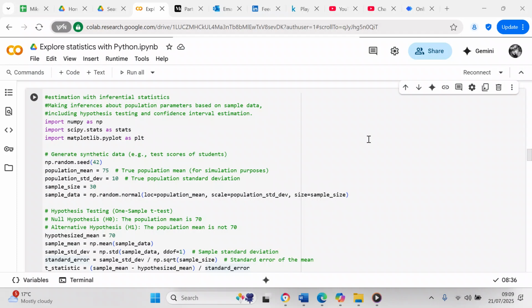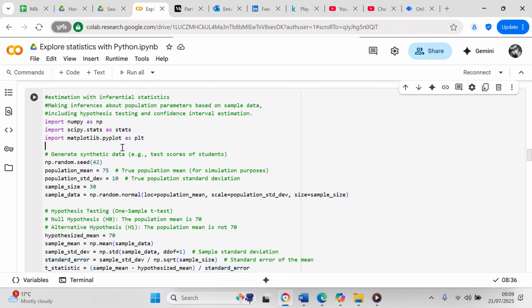So we're going to import NumPy as np, which is the numeric library. Then we're going to import scipy.stats as stats, which is the statistical module of the SciPy library, and the SciPy library is for scientific purposes. And we're going to import matplotlib.pyplot as plt, which is the visualization library.